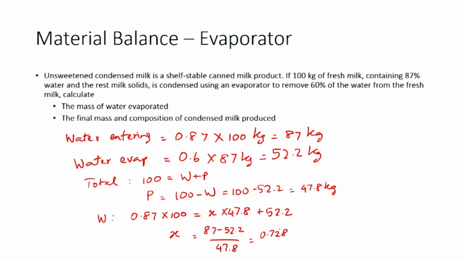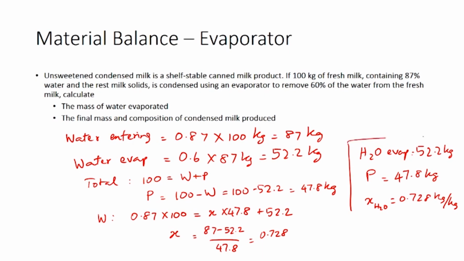So, now final answers are water evaporated is equal to 52.2 kilograms, final product produced, which is the condensed milk, is 47.8 kilograms, and this contains water at 0.728 kilograms per kilogram. So, this gives you the final answers.